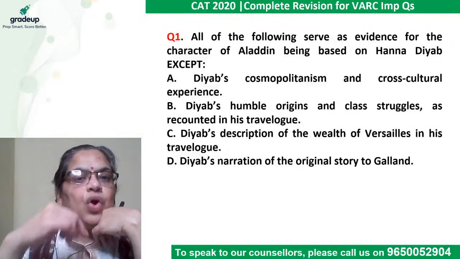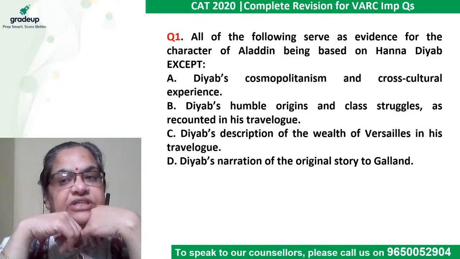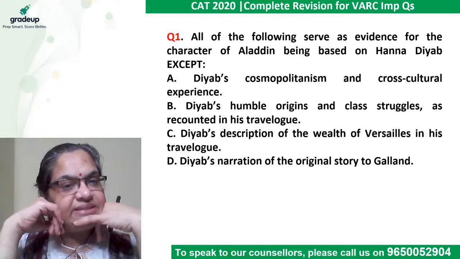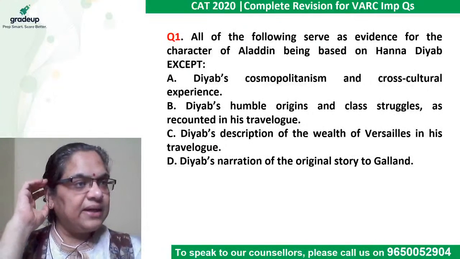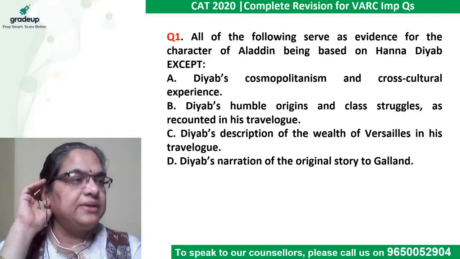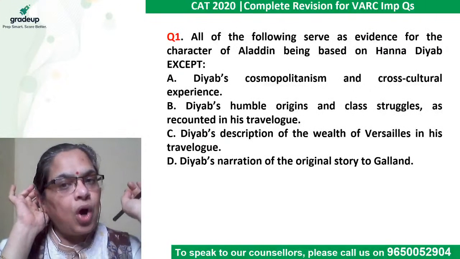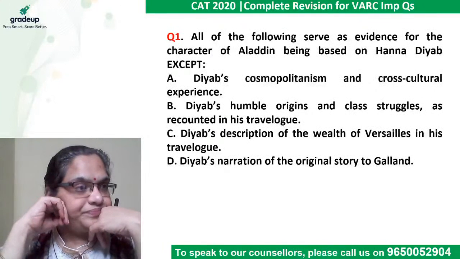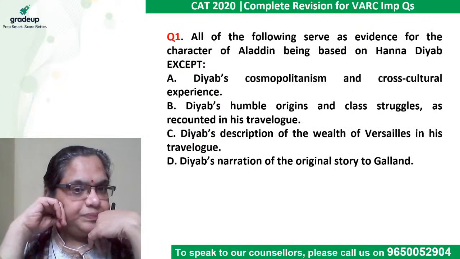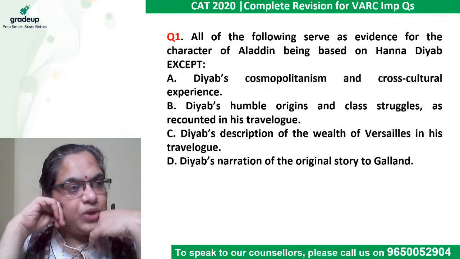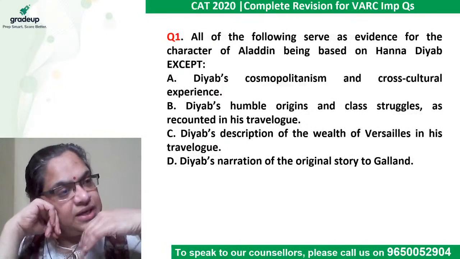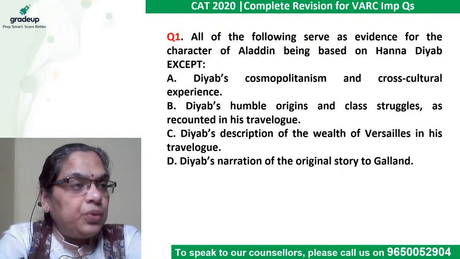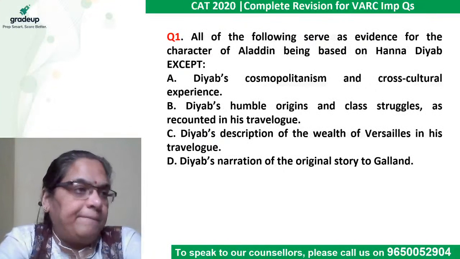Question 1. All of the following are evidence that Aladdin was based on Hannah Diab's character, except that this character... Aladdin was actually based on Hannah Diab, the Syrian traveler. All of the following support that theory, except which one? Quickly, I want your answers, A, B, C or D. After we are done with all the questions, then I'll explain the answers. What do you think, or where do you want to go back?